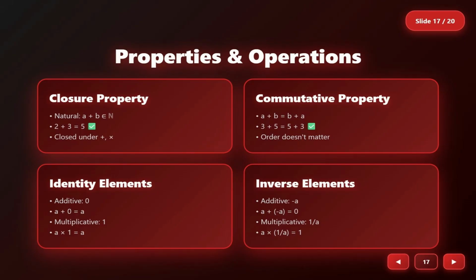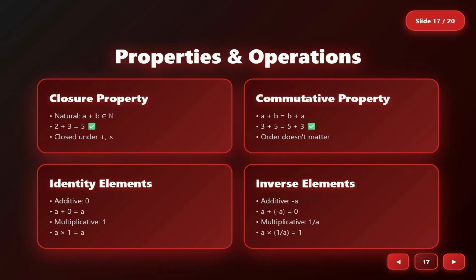Let's get into our next property, commutative property. Here it says A plus B is equal to B plus A. Order doesn't matter for addition and multiplication. For example, 3 plus 5 is 8. 5 plus 3 is also 8. So 3 plus 5 is equal to 5 plus 3.